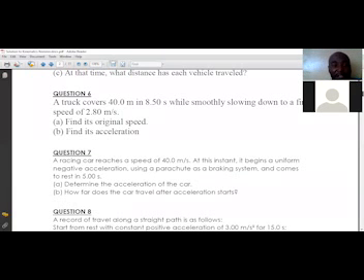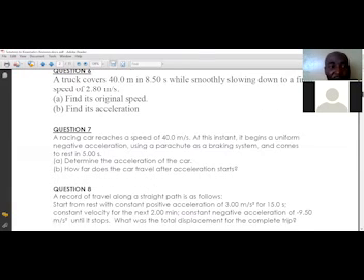a truck covers 40 meters in 8.5 seconds while smoothly slowing down to a final speed of 2.8 meters per second.